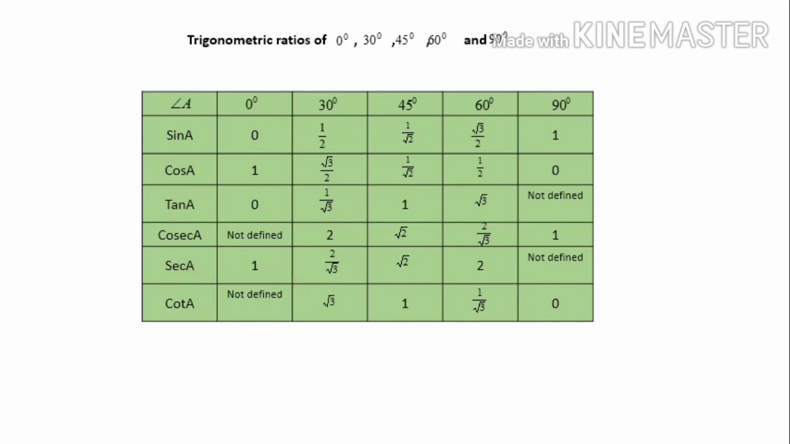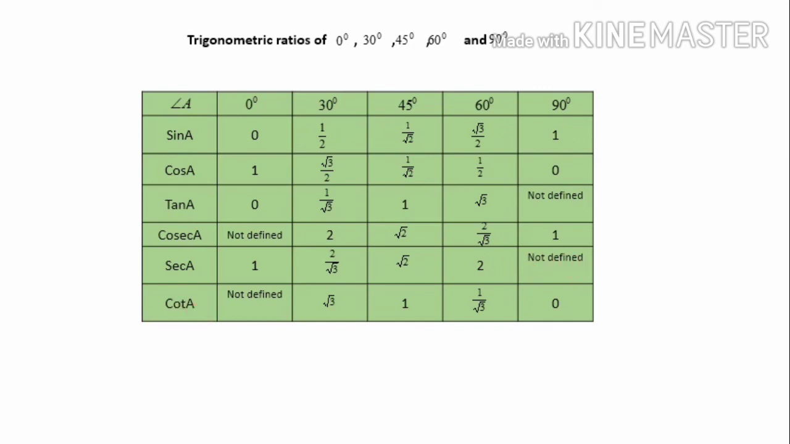Then for getting sec values, you have to take the reciprocal of cos. So 1 divided by 1, that is 1. 1 divided by root 3 by 2, that is 2 by root 3. 1 divided by 1 by root 2, that is root 2. 1 divided by 1 by 2, that is 2. Then 1 divided by 0, division by 0, not defined.